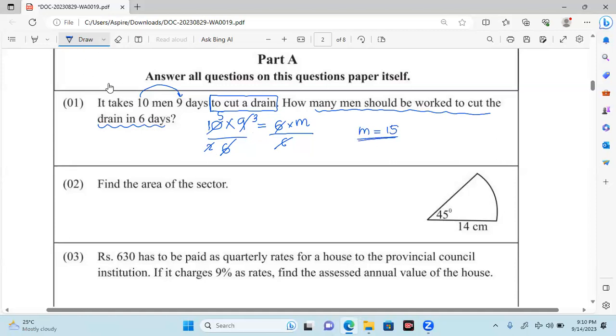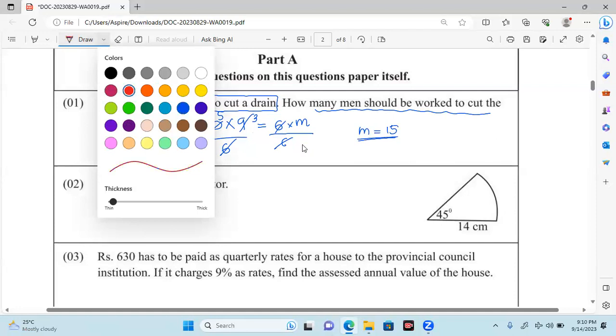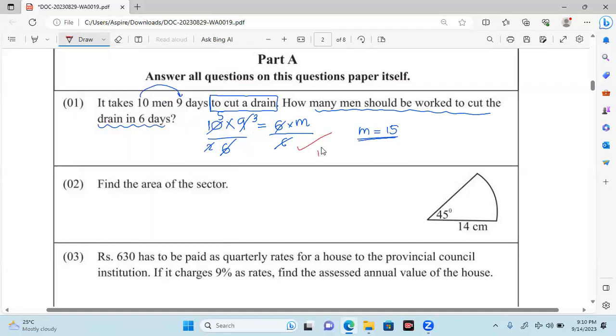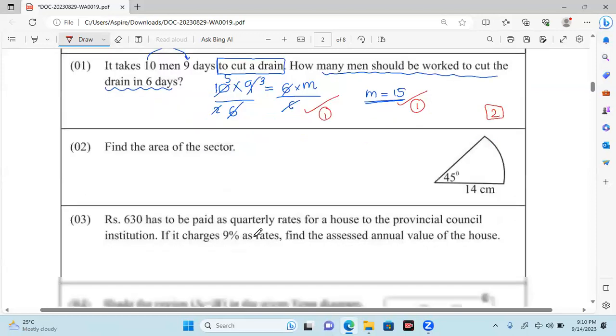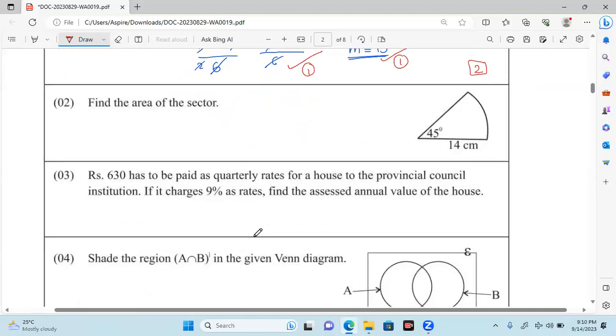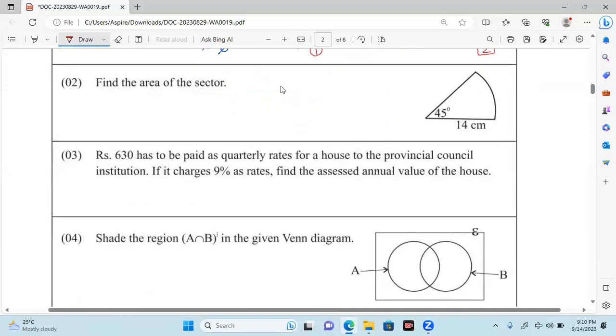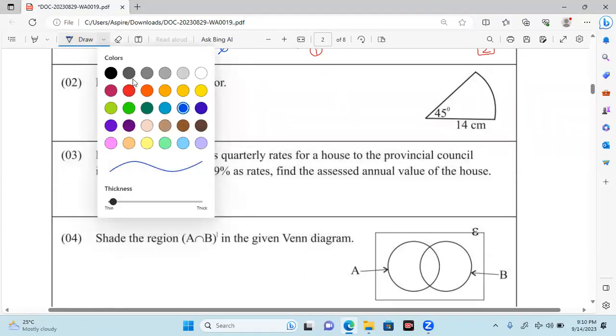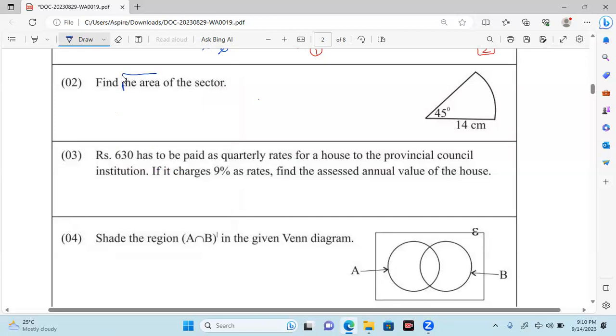Okay. Then for this calculation, 1 mark, and for the answer, 1 mark. Altogether 2 marks are given. Okay. Find the area of the sector. Now it is better to underline what we have to find, the area.